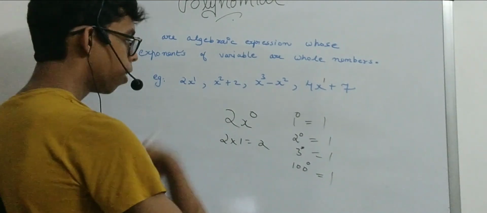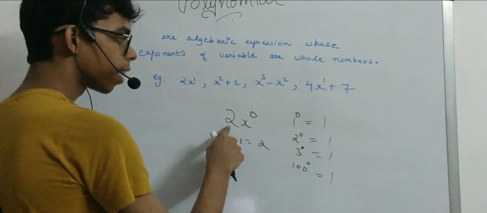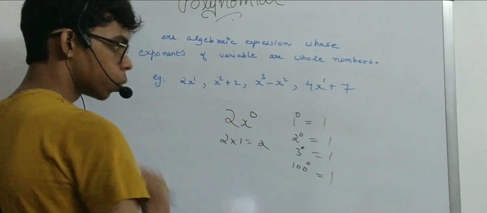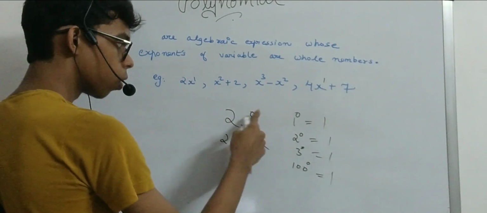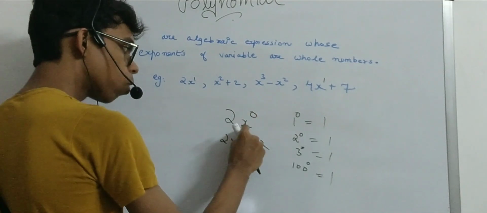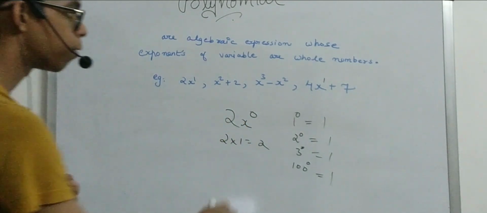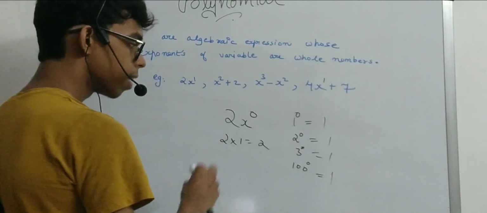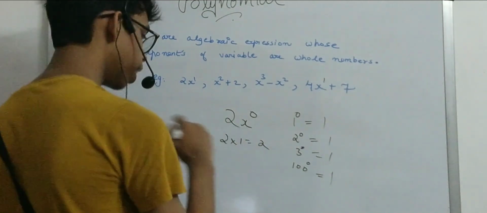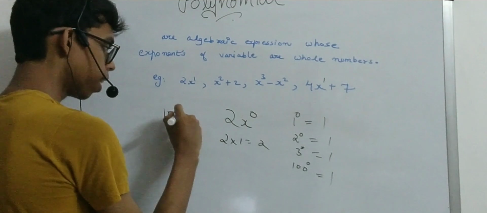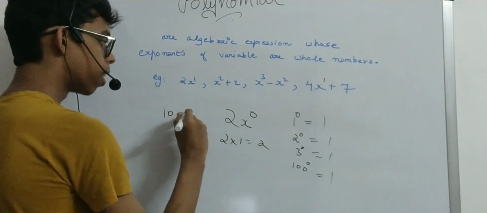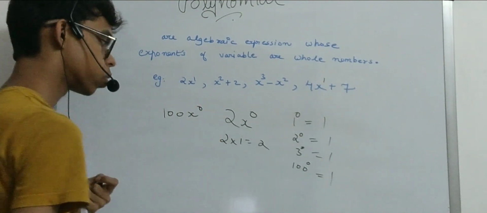So definitely, when I say about this 2, I can write this 2 as 2x raised to 0. So x raised to 0, the power of the variable is a whole number. We know 0 is a whole number. So definitely we can call this 2 a polynomial. Similarly, if I say 100, we can write this 100 as 100x raised to 0.